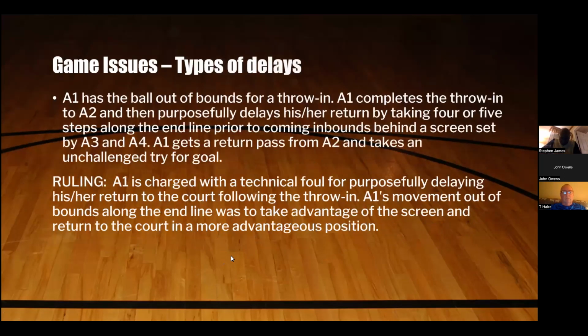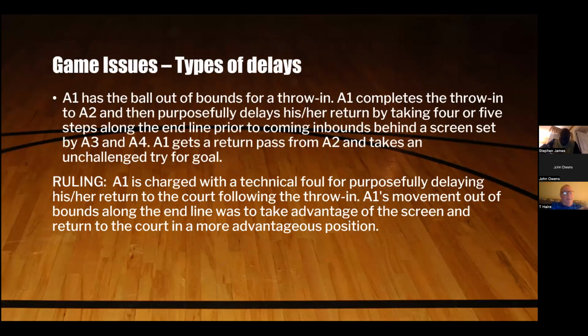This talks a little bit about the different types of delays. A1 has the ball out of bounds for a throw-in. He completes the throw-in, then purposely delays returning by taking 4 or 5 steps along the end line and comes in bounds, say on the other side of the lane or on the other side of a screen, and then gets a pass.